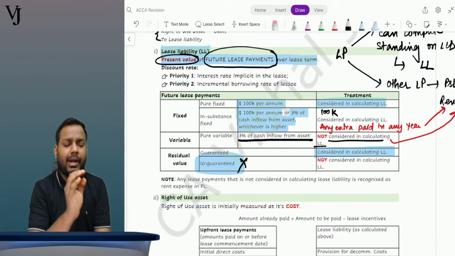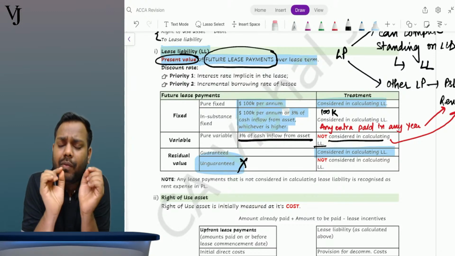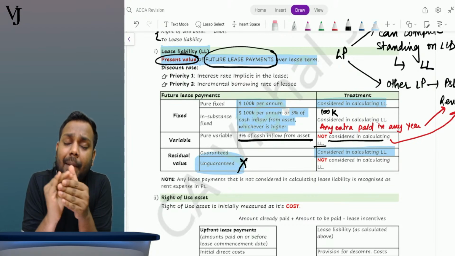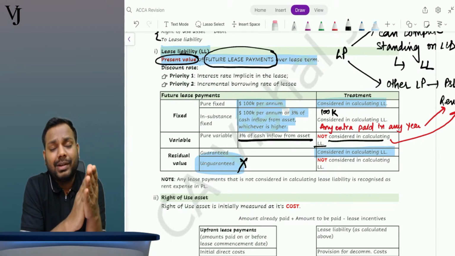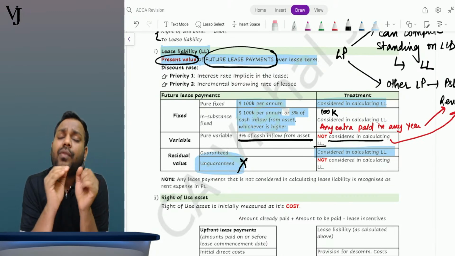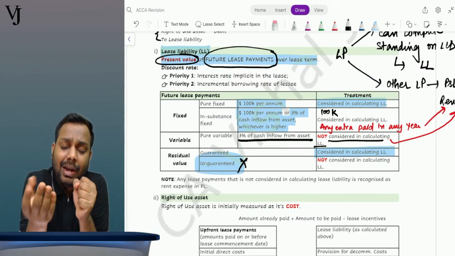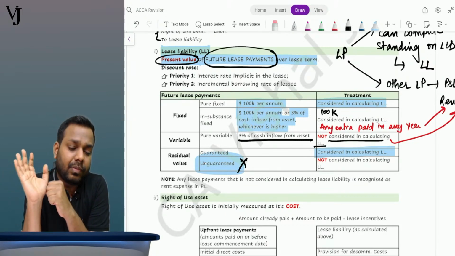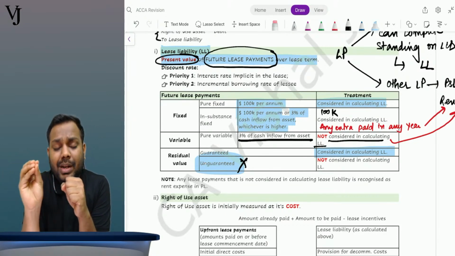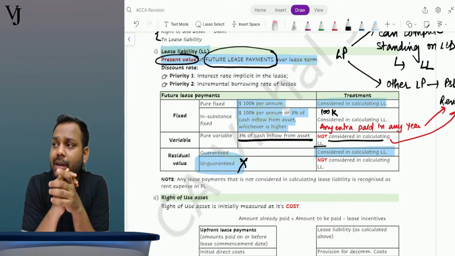So meaning thereby, if anything is fixed, always think like this: if the amount of lease payment is fixed, we will consider that in calculating the lease liability. If it is variable, we will transfer it to P&L as rent expense. Is that clear, everyone? Tell me now.